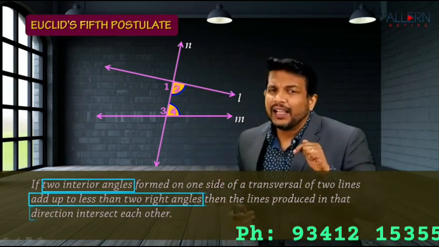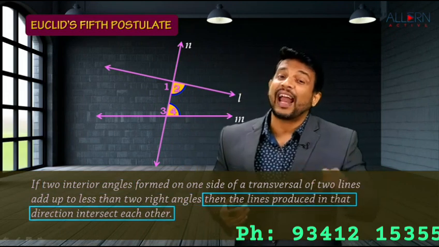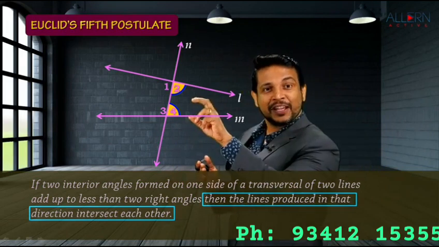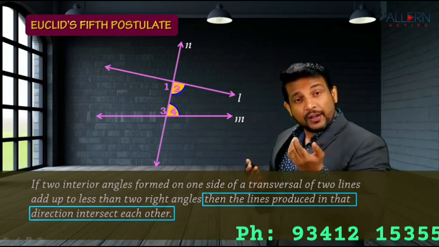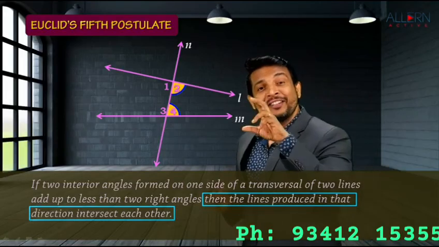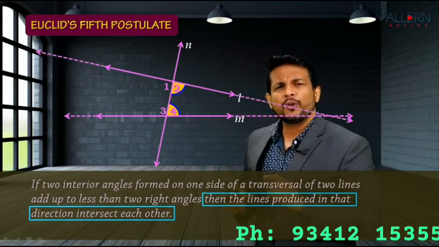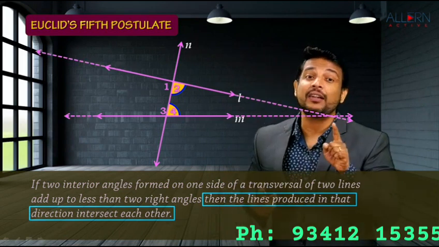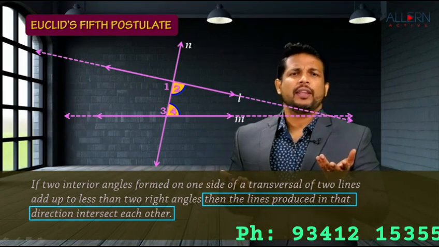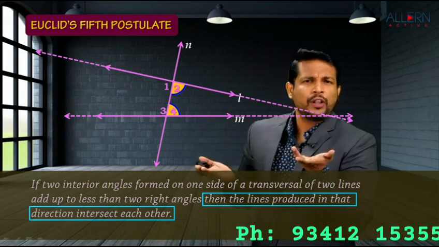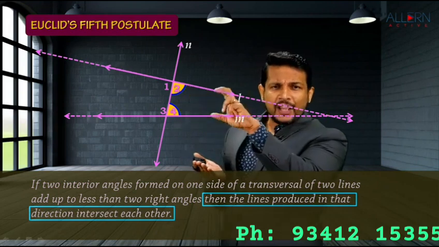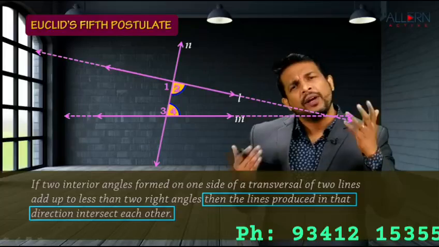What does it say? Then the lines produced in that direction. In which direction? To the right. We have considered this one. Here the interior angles, their sum is less than 180. So we are talking about this side, remember. Then the lines produced means extended in that direction. Let's produce that, let's extend it. What happens? You see, they intersect each other at a point. And that's the concept which is very easily understood. Did we ask for a proof? We know, because we saw that here the interior angles, the sum is less than 180. We saw that when we extend that in that direction, the lines are going to intersect.